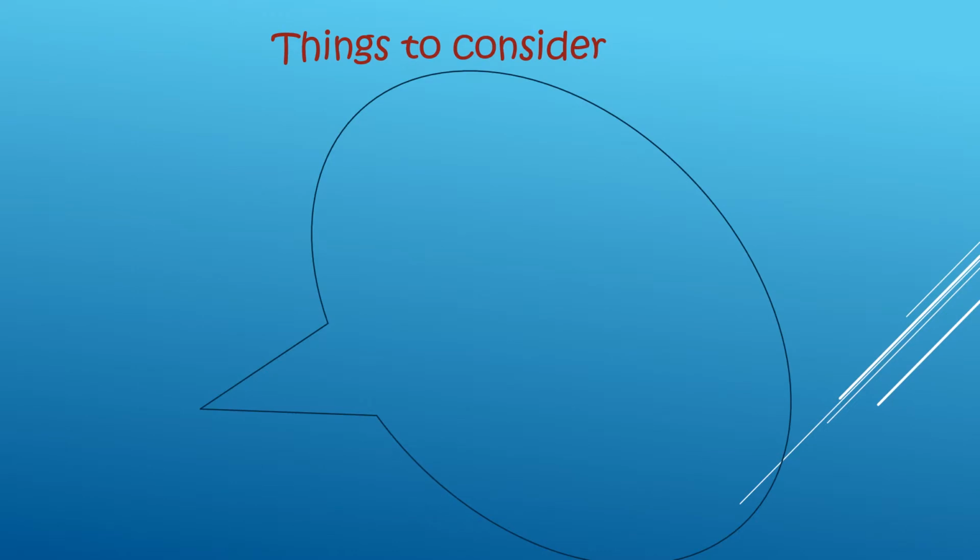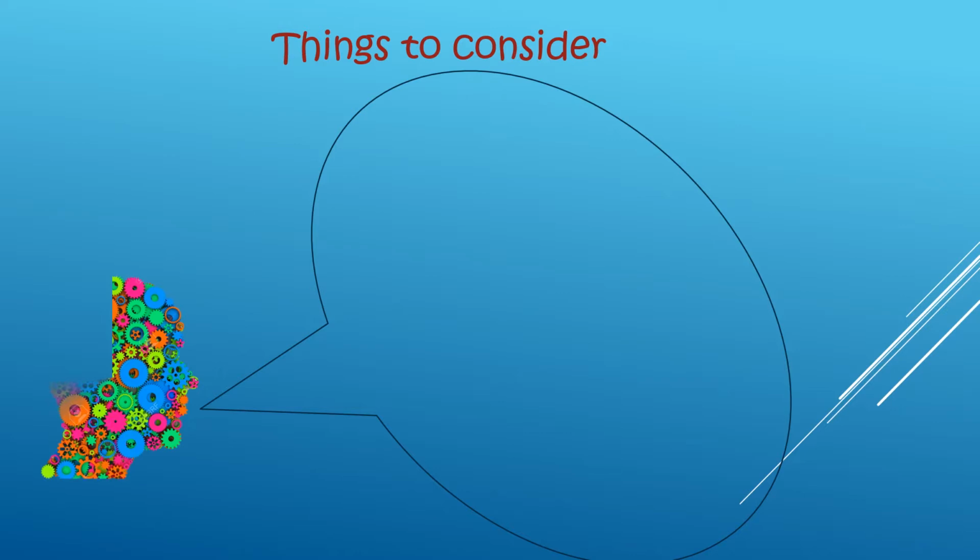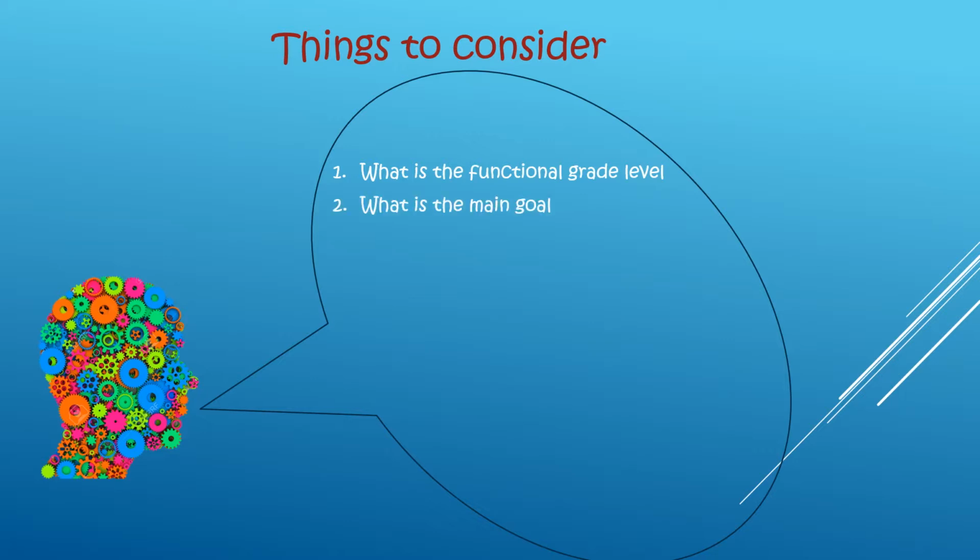Moving on, things to consider when planning any kind of modification. Ask yourself, what's the child's functional grade level? You don't want to plan a lesson for a high-incidence student that's really meant for a low-incidence student. What is the main goal? What are you looking to get from the student? Third, what is their learning profile? How best do they learn? If they learn through journaling, don't give them a video.